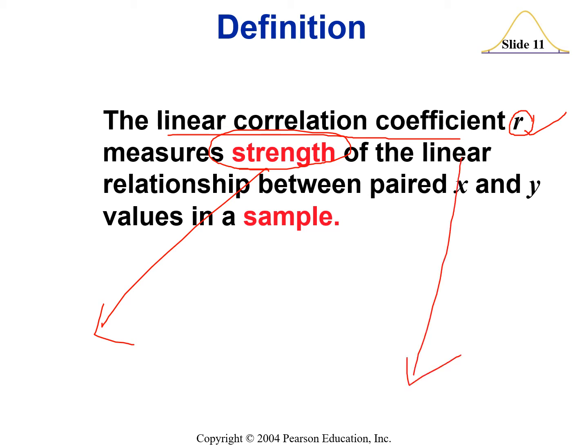So to compute r, we should first ensure that we have a linear relationship between paired x and y values in a sample. Again, small r is called the linear correlation coefficient. It is used to measure the strength of only linear relationship between paired x and y values.